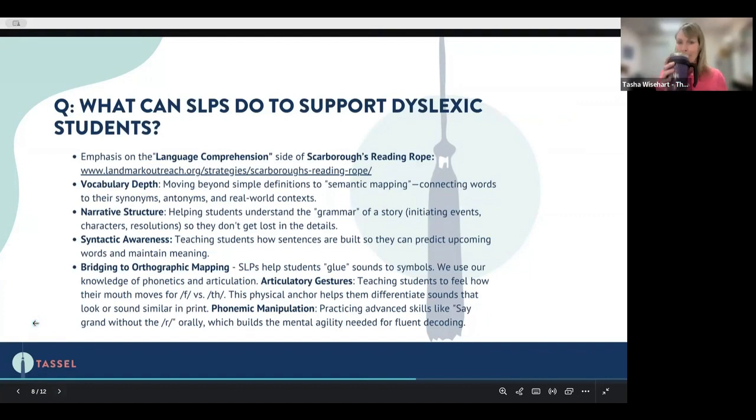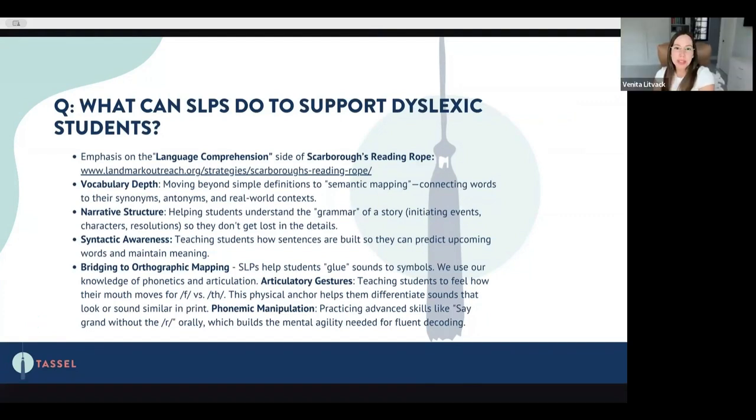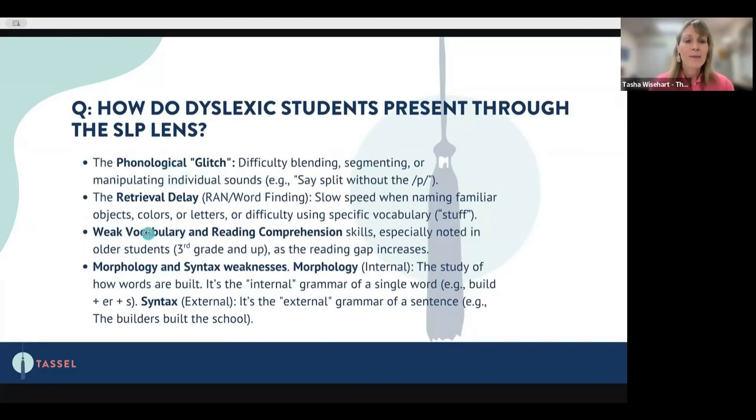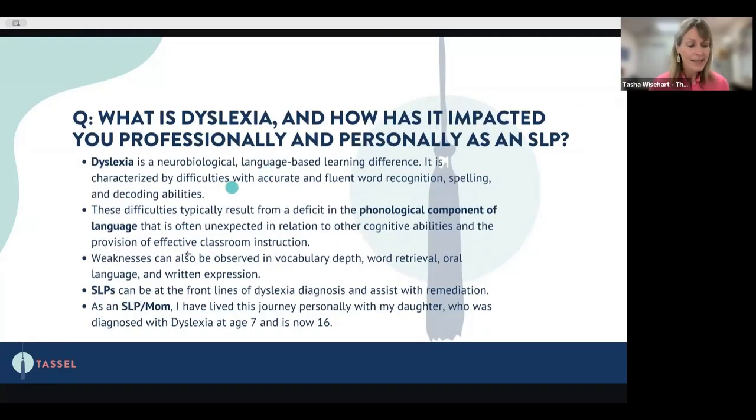So what are some things that SLPs can do to better support dyslexic students? Yeah, so I've learned about Scarborough's reading rope as I've worked here, and I put the link on the slide. But that language comprehension piece, there's the strands.